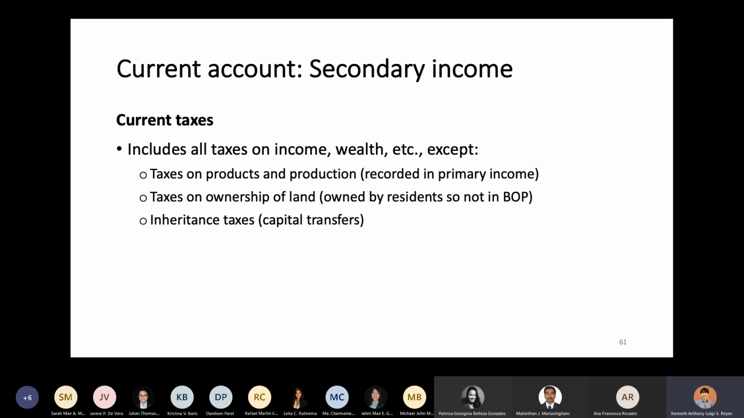All right, taxes. This includes all taxes on income and wealth and so on, except number one, taxes on products in production, which is counted under primary income. It also excludes taxes on the ownership of land. Like we said, all land is theoretically owned by the territory itself, so these would not be in the BOP since they are owned by residents. It also excludes inheritance taxes because these are counted under capital transfers. Refunds of taxes are recorded as negative taxes.